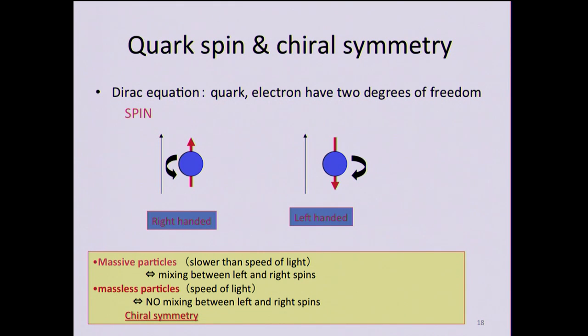This is complicated, so I'm not expecting everyone to understand it, but it has something to do with quark spin. There are two ways, in the direction of the quark's momentum: right-handed or left-handed. When the quark is massless, it flies at the speed of light, and you cannot go faster than the speed of light. So you cannot change right-handed to left-handed rotation. The right hand and left hand can never mix. That's called chiral symmetry. On the other hand, if this mixing happens, it introduces mass, because the particle can go slower than the speed of light.